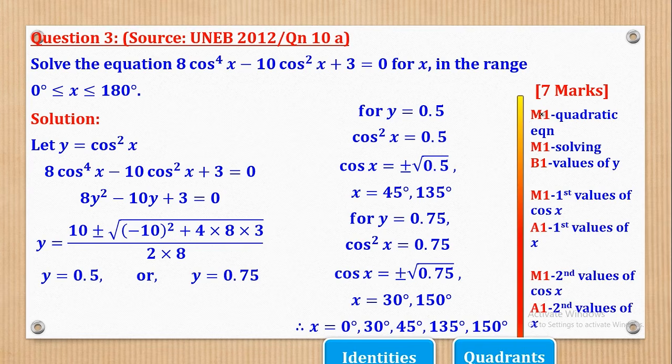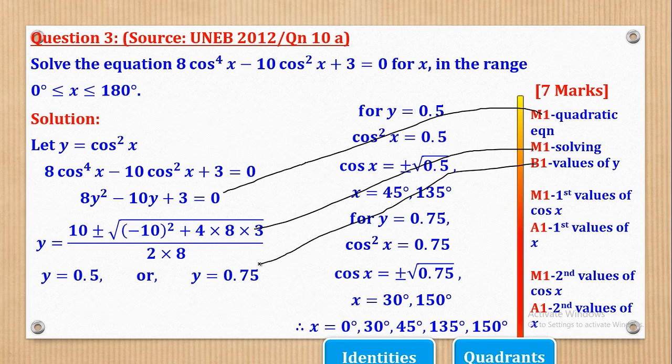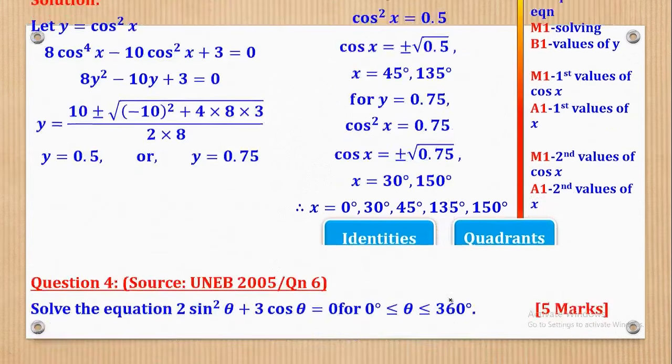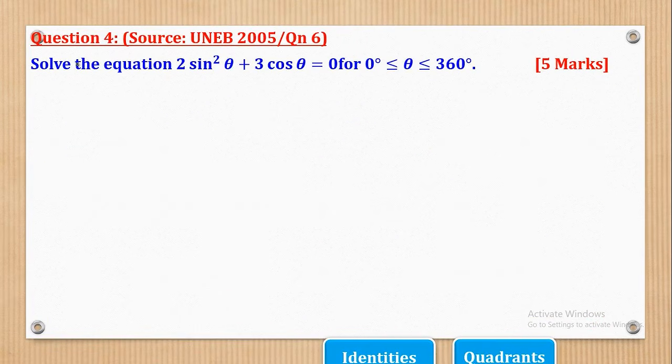So M1 for the quadratic equation, M1 for solving, B1 for the values of y, M1 for the first value of cos x, this part, and this one is given at this point. This one is given at this point, and this one is given at this point. So that was question 3.